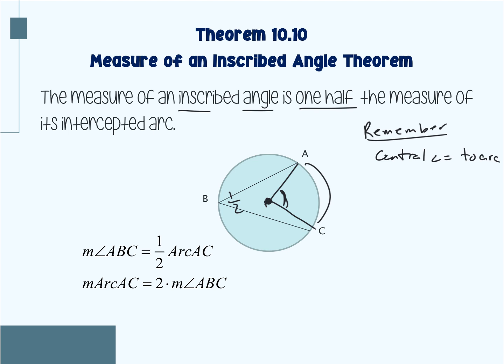Now we have the measure of angle ABC, which is half of the arc AC, and then the arc AC will be twice the measure of the angle ABC. So it's important that you guys know and remember that they can be flip-flopped.